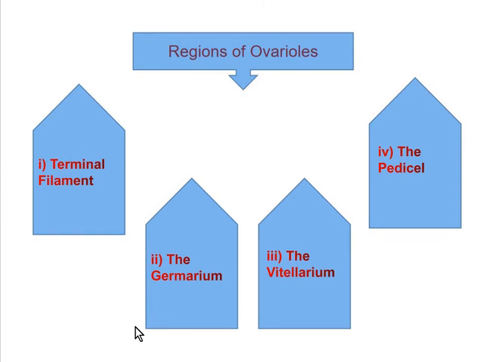Now, the third region of the ovariole is the vitellarium. It represents a large part of the ovariole, and it is characterized by containing a large number of growing oocytes arranged in a linear fashion. Each developing oocyte is enclosed in a follicle of epithelial cells and they are separated from one another by interfollicular tissues. In some insects, each oocyte is provided with a group of nutritive cells or trophocytes.